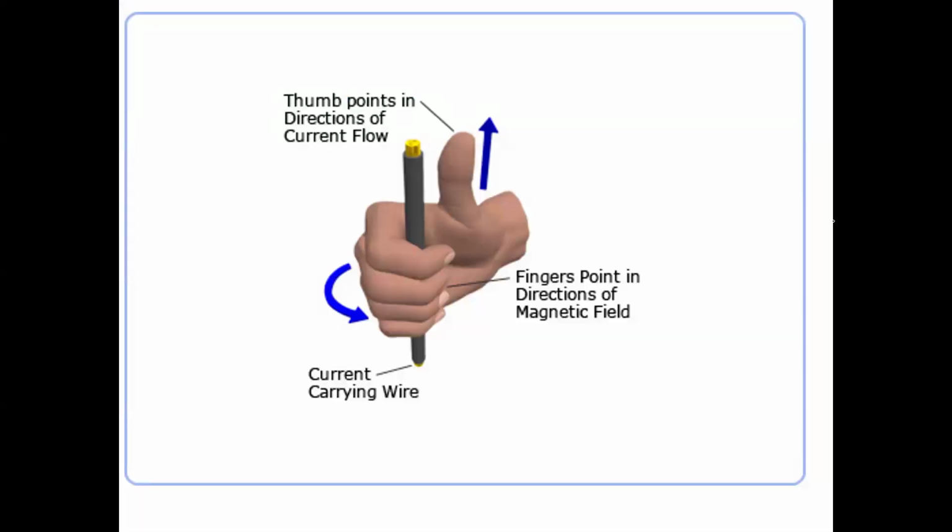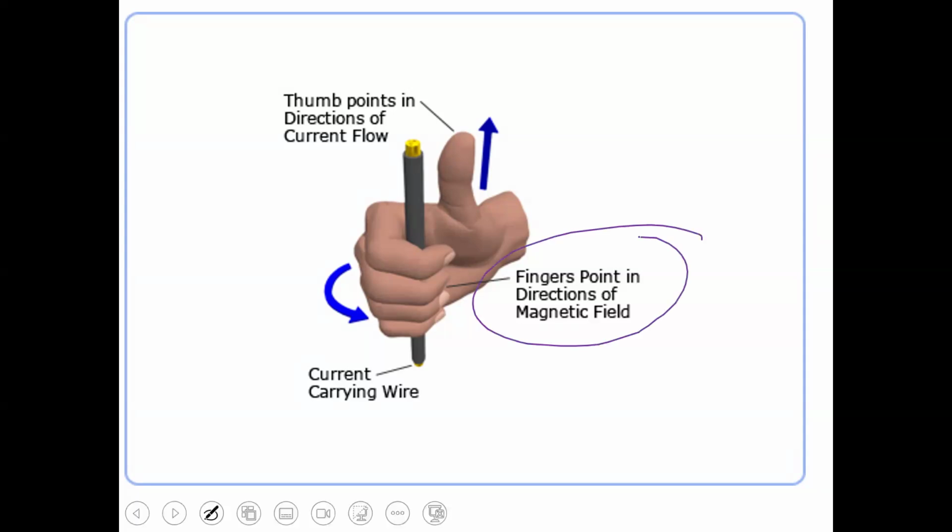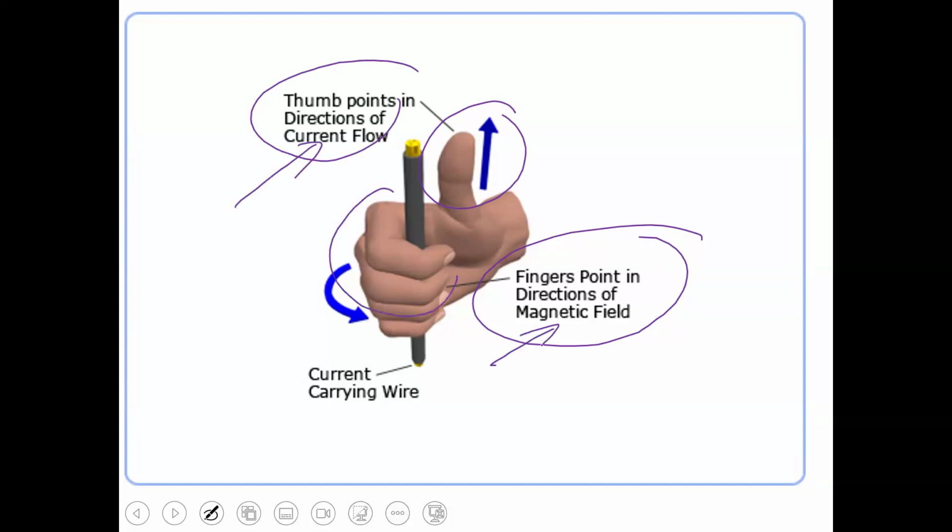Now look at the diagram. You have this wire. You have to hold the wire in your right hand in such a way that the thumb is pointing in the direction of current, and the folded fingers will be showing the direction of the magnetic field. So either you're going to hold it like this, or like this. Who can recall this in O level?